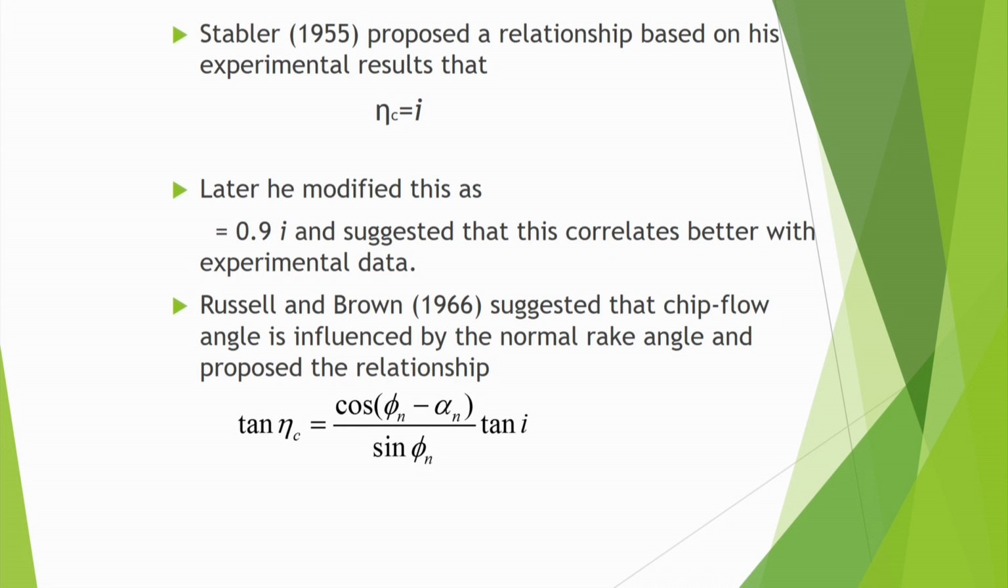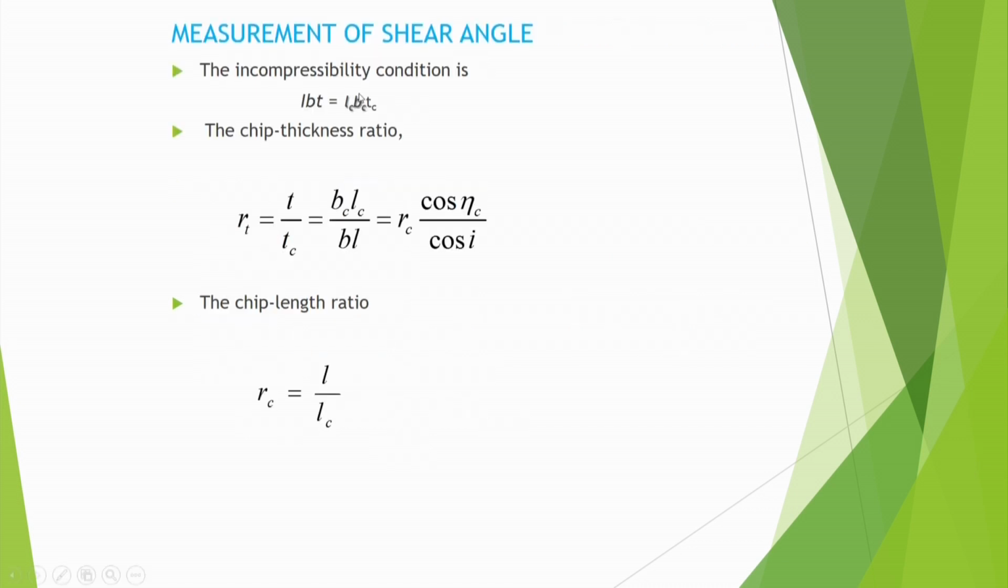Russell and Brown suggested that chip flow angle is influenced by the normal rake angle, and they proposed the following relationship: tan eta C is equal to (cos phi n minus L phi n) divided by (sin phi n) into tan I. So they have actually proposed this type of relation, and then the incompressibility condition can be used to measure the shear angle.